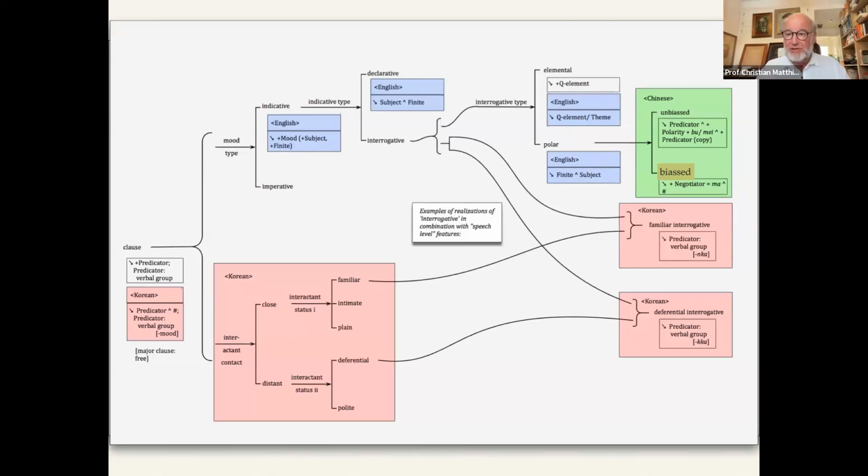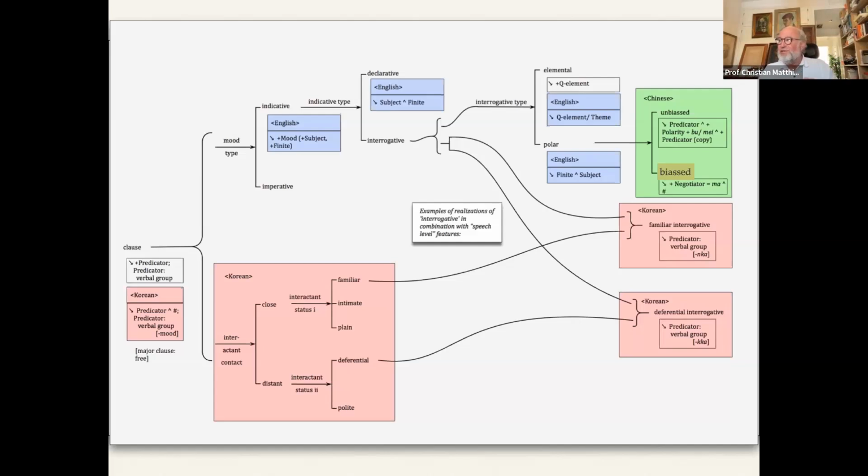Now, what this says, and is illustrated in the system network, is that any time you make a choice in mood, you simultaneously make one in interactant status, right? And the realization at the end of the clause will depend on the combination of the two. I've illustrated this for two: familiar interrogative and deferential interrogative. So that immediately gives you a very clear picture of similarities and differences between the two languages.